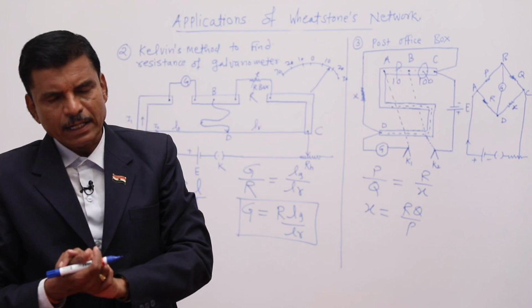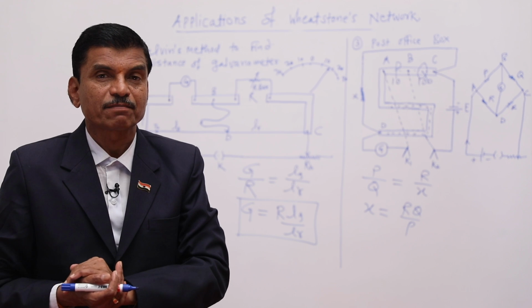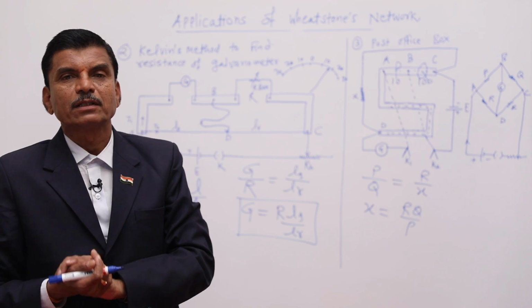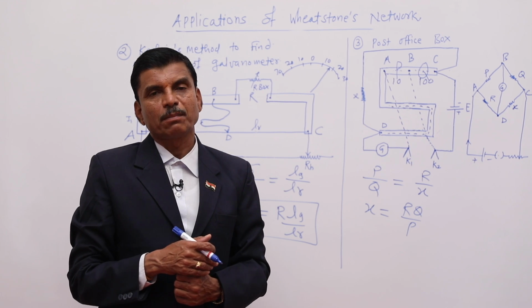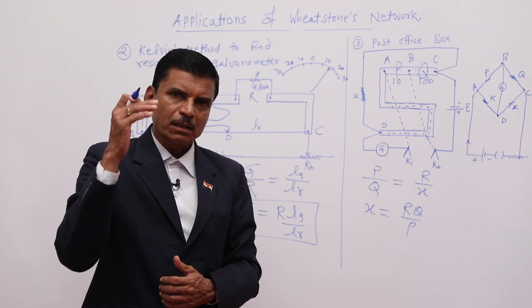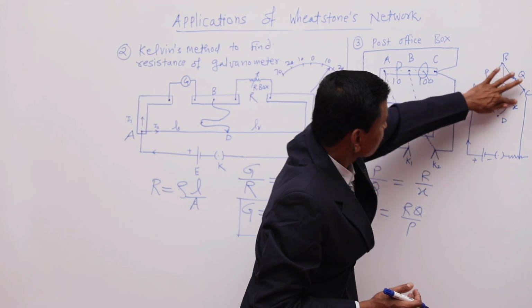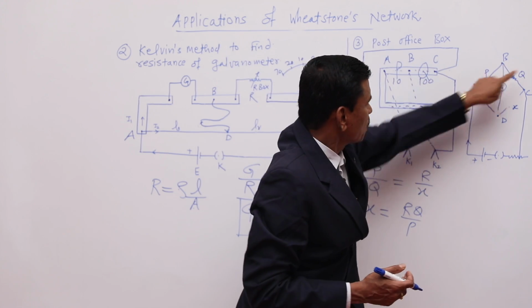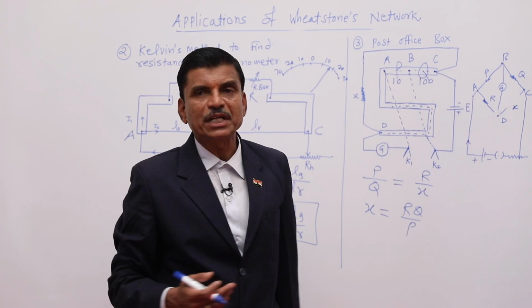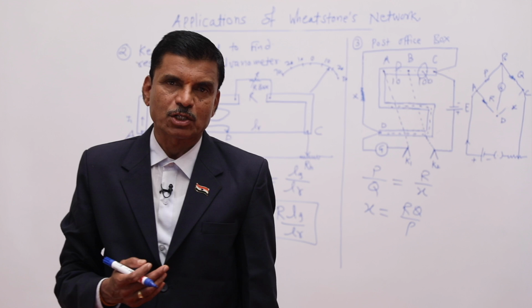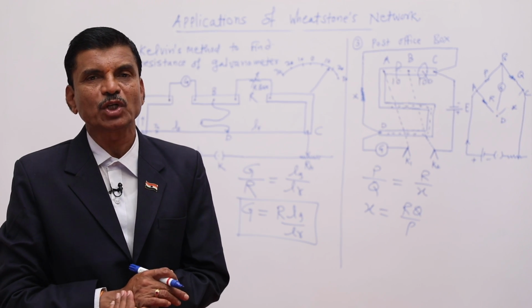The Wheatstone network has other applications. We can find strain resistance. Okay, in industries, the strain resistance can also be found out by balancing the Wheatstone network. In that case also, the strain resistance is connected here. P, Q, R, and this strain resistance is here. And by balancing the network, that strain resistance can also be found out. Okay, so these are the applications of the Wheatstone network.